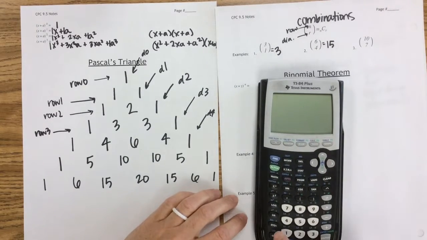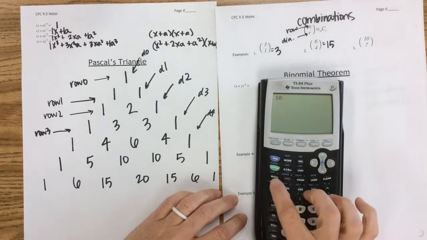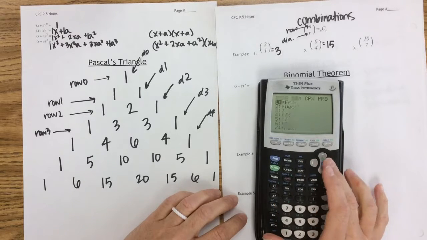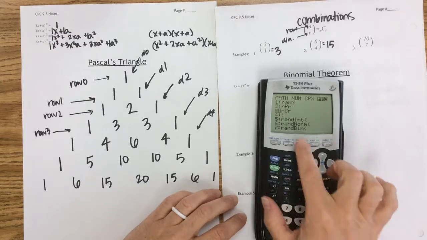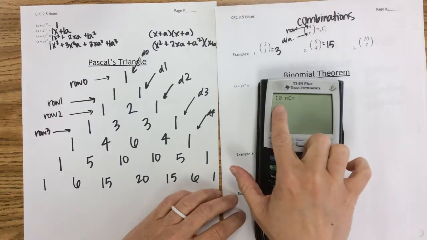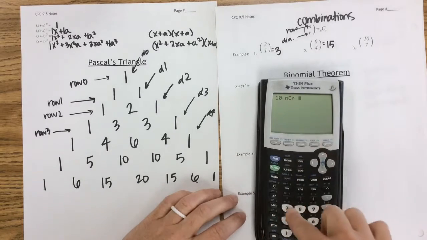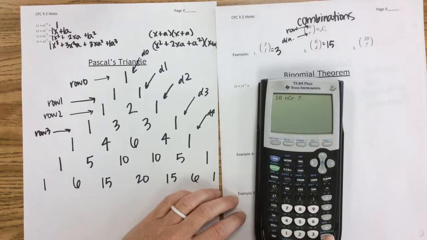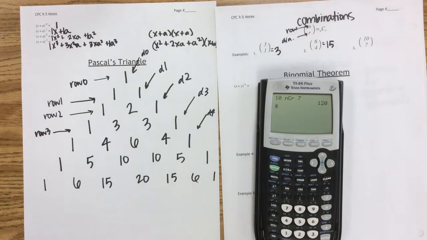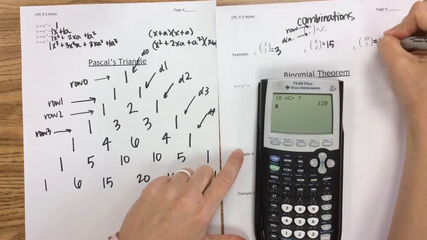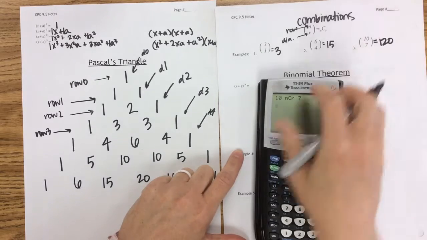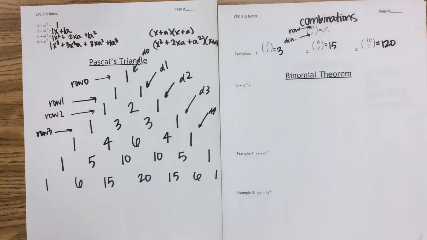What you do is you start by typing in the number 10, then you hit Math, over to PRB, go down to nCr, and the 10 is the top number. Then you type 7 as the bottom number, hit Enter, and 120 is your answer. That means there's 120 different ways to choose 7 items from a group of 10.